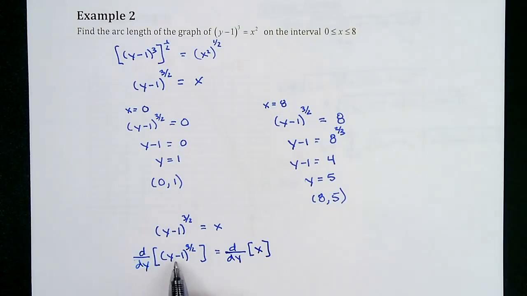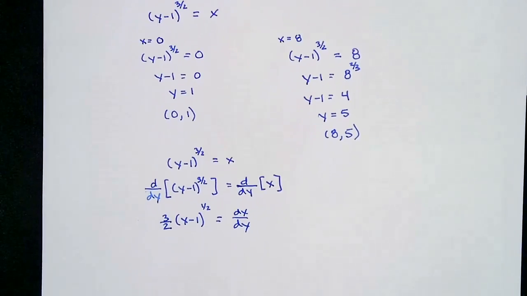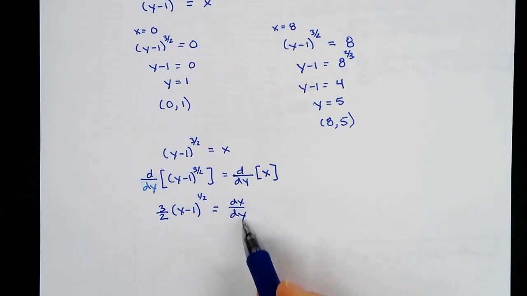Since we're taking the derivative of y, and this is in terms of y, it's just the power rule. So this is going to be 3/2 times (y minus 1) to the 1/2 power, and the derivative of y minus 1 with respect to y is just going to be 1. And this is equal to dx over dy. So there we have it: we have our derivative of x with respect to y.